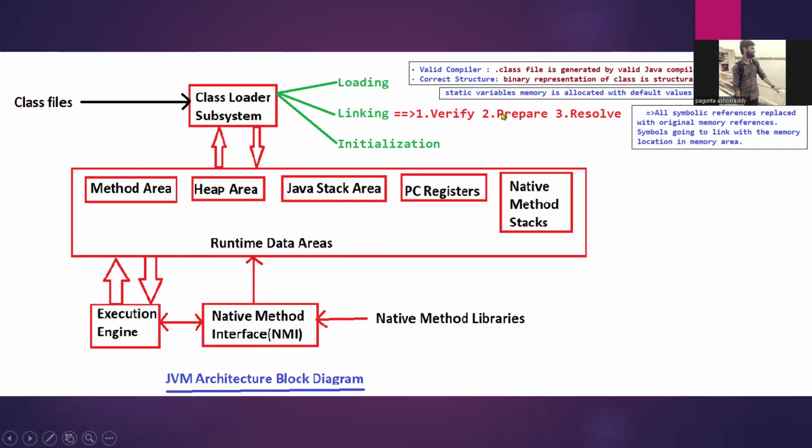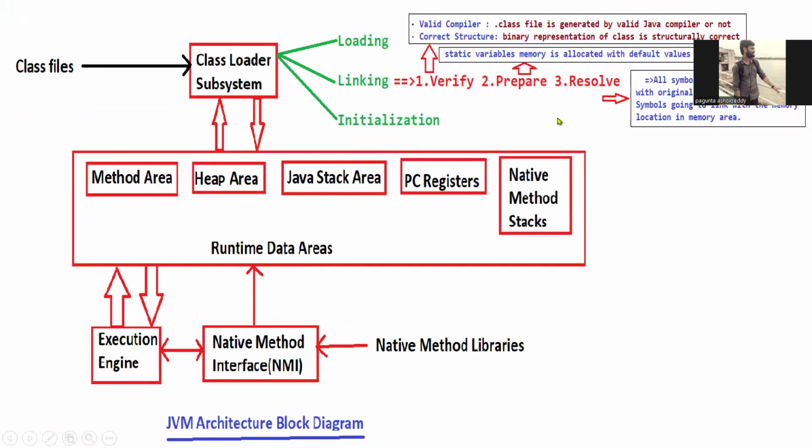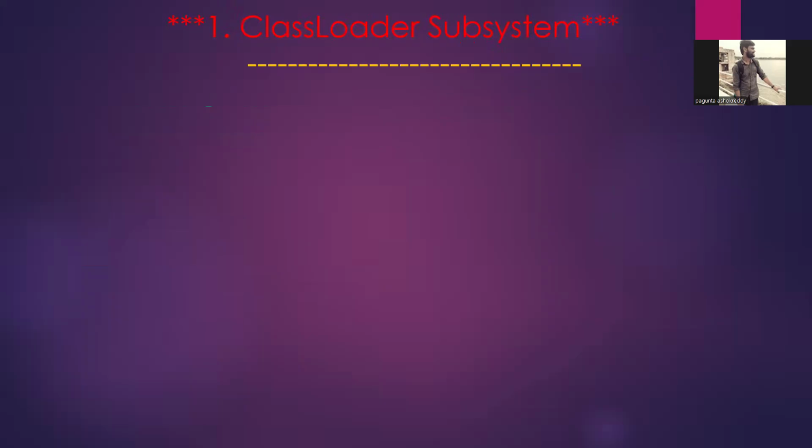Then the second one is prepare. In this prepare, what will happen? Allocate the default value of all static variables. Allocate the default value. Okay, that is what we discussed. The second one is, the loading is completed. Now we are discussing the linking phase.